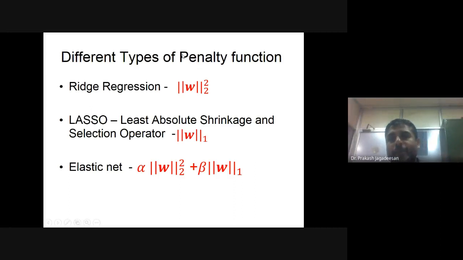So depending upon the type of penalty function, the regression approach is classified as ridge regression. In ridge regression, the penalty term is proportional to the squared values of W. This is what we call the 2 norm. And in the case of Lasso, least absolute shrinkage and selection operator, the penalty function is the absolute value of W, which we call the 1 norm. This is the 2 norm and the 1 norm. And in the case of an elastic net, it is a linear combination of the 2 norm and the 1 norm: alpha times the 2 norm plus beta times the 1 norm.